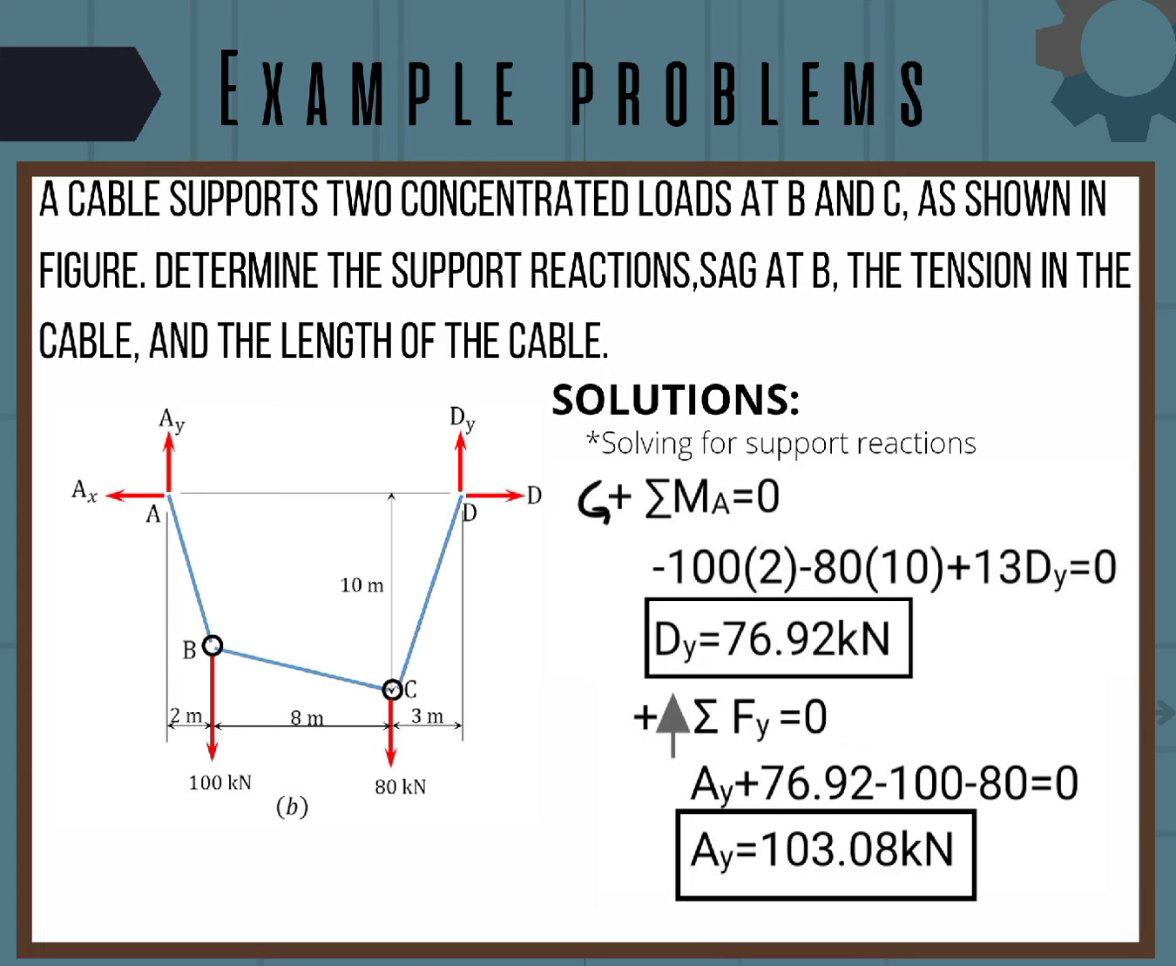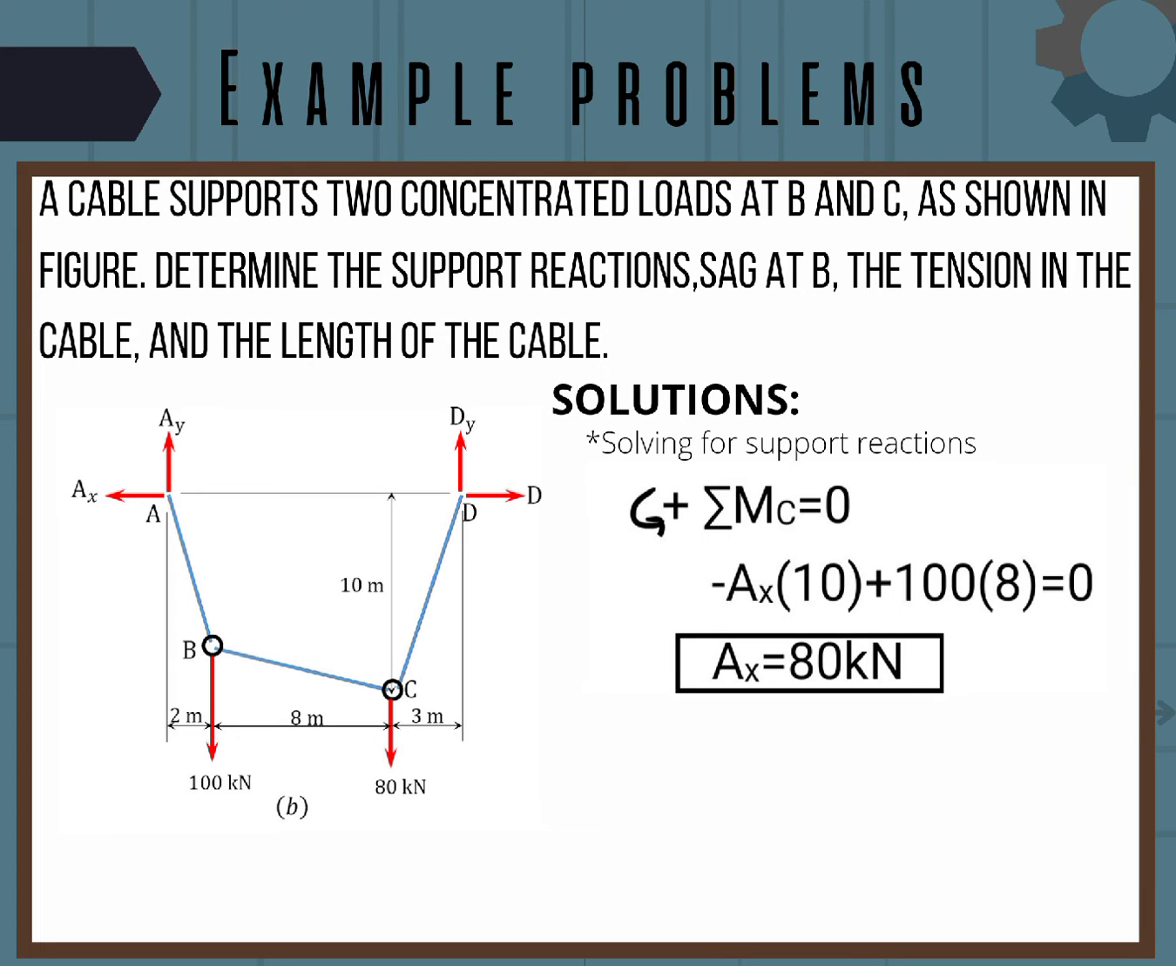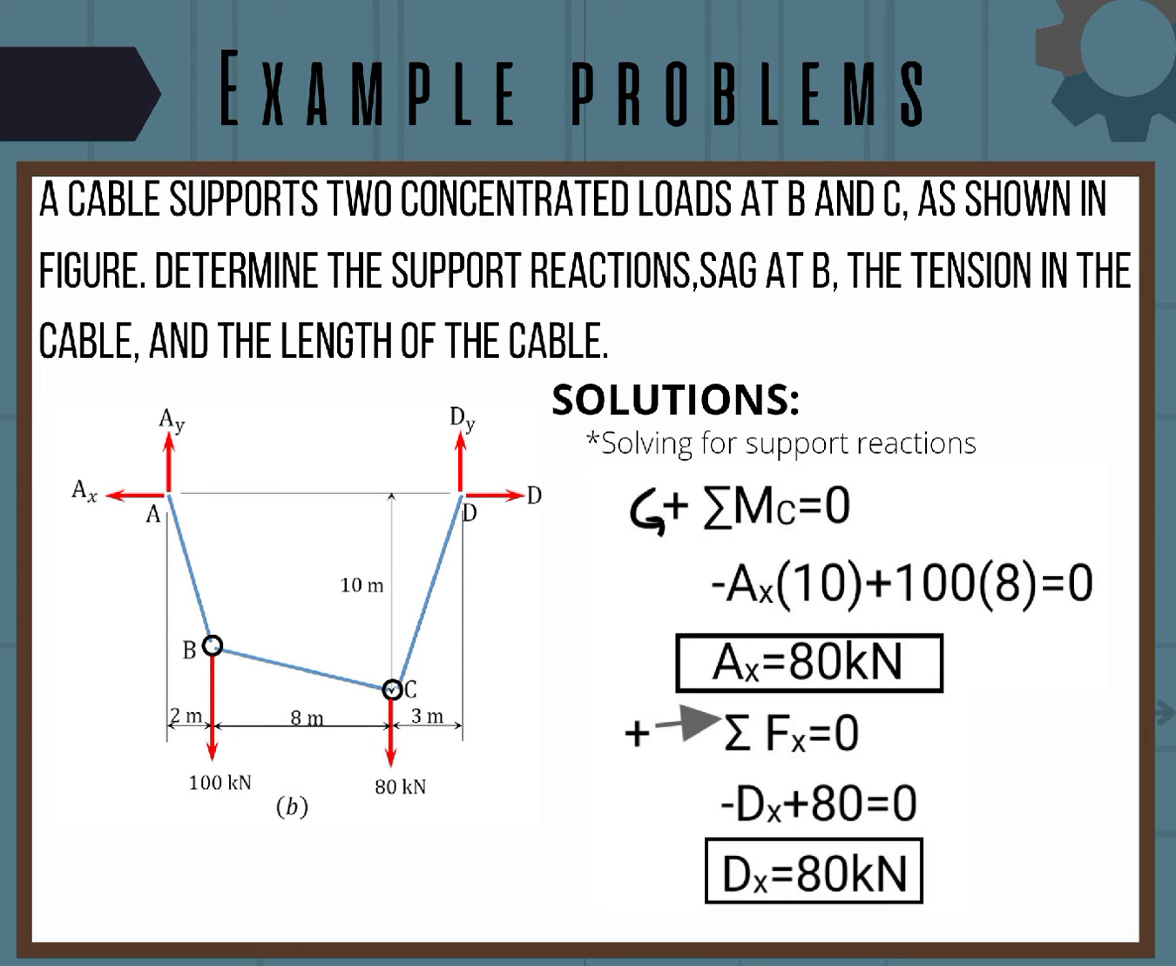Summation of all the moment at C is equal to 0. To get the force Ax, negative Ax times 10 plus 100 times 8 is equal to 0. So Ax is equal to 80 kilonewton. Summation of all the horizontal forces is equal to 0. Negative Dx plus 80 is equal to 0. Force Dx is equal to 80 kilonewton.